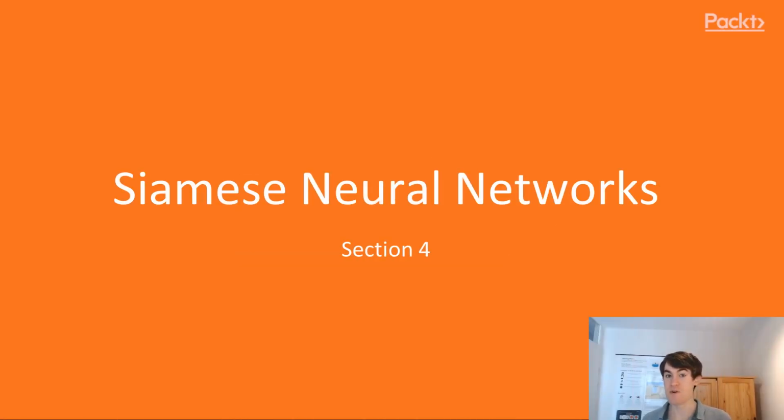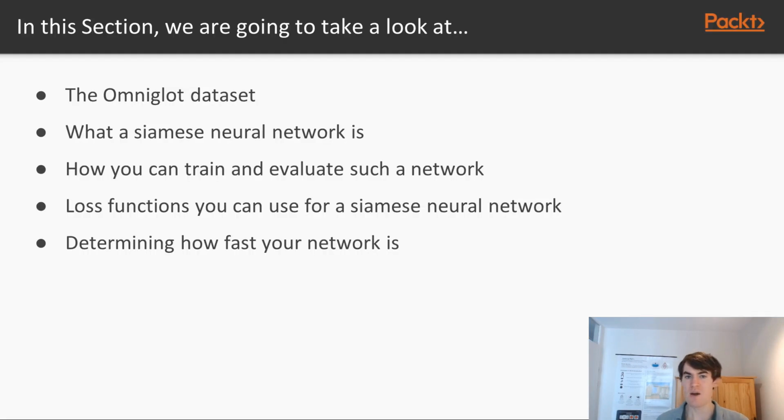Welcome everybody to the fourth section of this course, where this time we are going to take a look at Siamese neural networks. We are first going to take a look at the Omniglot Dataset, which is a set with a lot of characters in there. I'm going to tell you what a Siamese neural network is. I'm going to teach you how you can train and evaluate such a network.